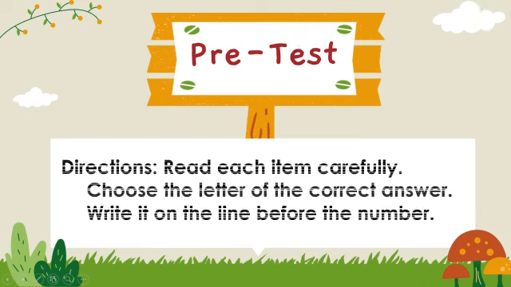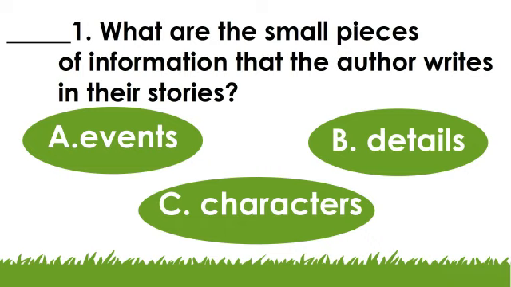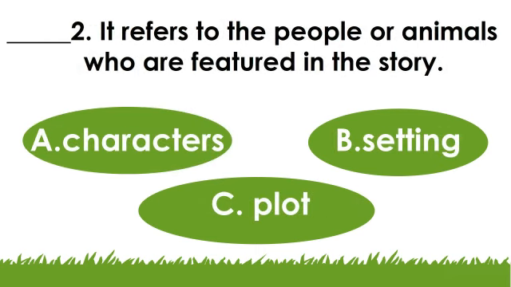Pretest. Directions. Read each item carefully. Choose the letter of the correct answer. Write it on the line before the number. Number 1. What are the small pieces of information that authors write in their stories? A. Events. B. Details. C. Characters. The correct answer is letter B. Details.